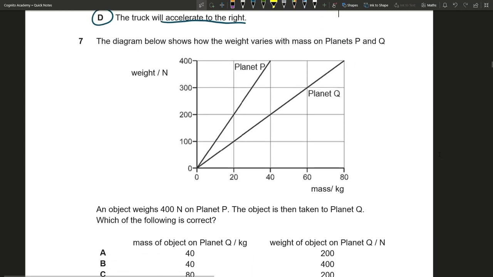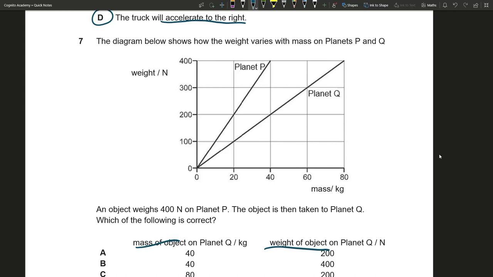The diagram below shows how the weight varies with mass on planets P and Q. An object weighs 400 newtons on planet P. The object is then taken to planet Q. Which of the following is correct? And we are given the mass of the object and the weight of the object.